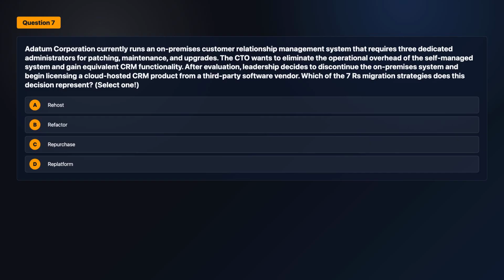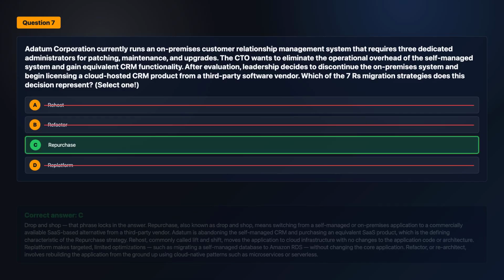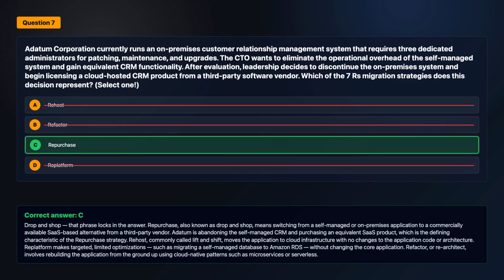Select 1. Review the answer choices on screen. The correct answer is option C. Drop and shop. That phrase locks in the answer.